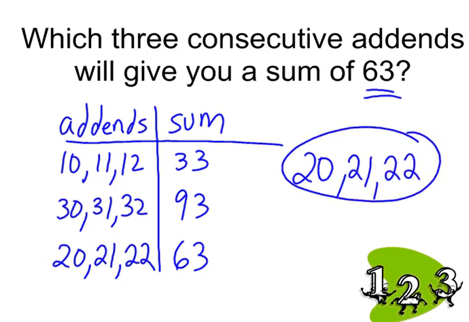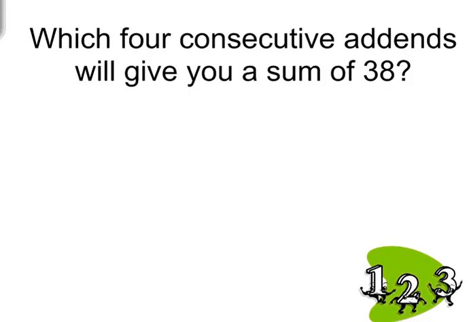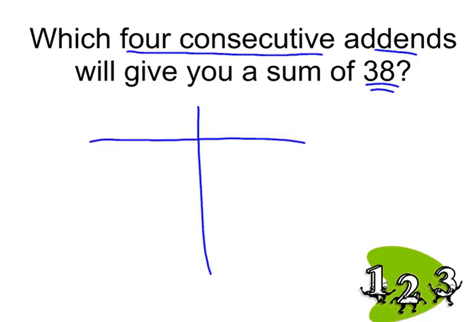Now there is a way that you can solve this algebraically, but I'm going to leave that for the 7th and 8th grade teachers. Let's do one more example. Let's see if we can find four consecutive addends that will give us a sum of 38. So I'm going to make my little T-chart here, and I'll put my guess, my addends, on this side, and my sum here. So 38.